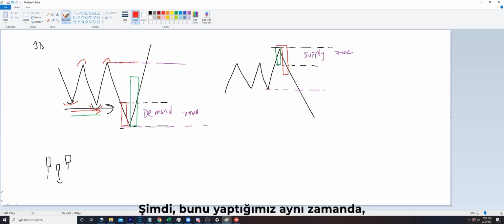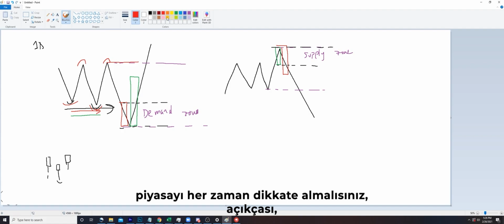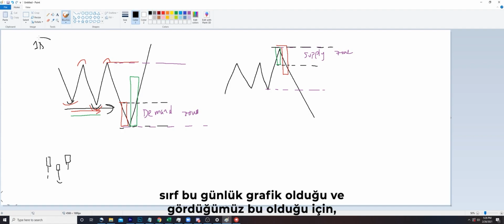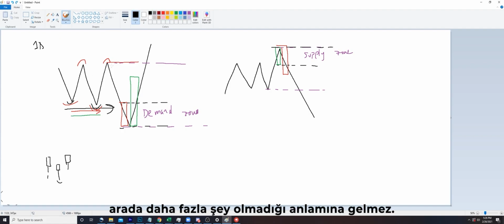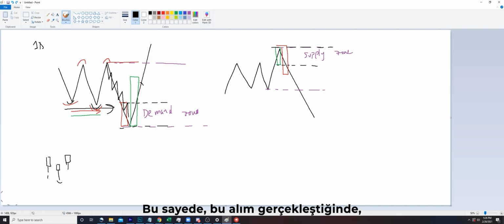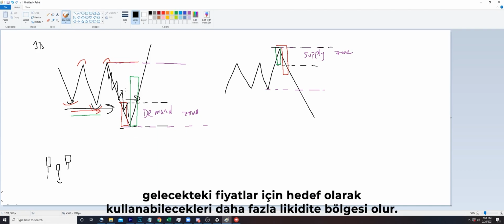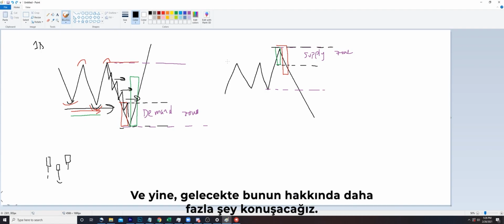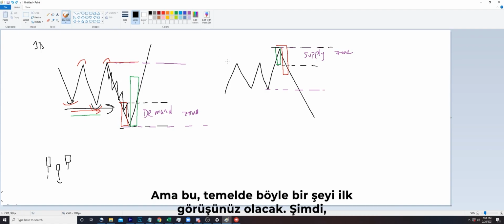Now, at the same time that we're doing this, you always have to consider the market fractally. Just because this is a daily chart and this is what we see, it doesn't mean that there weren't even more things in between. So in this price action, there could have been even more liquidity zones that were taken out along the way. That way, when this buy happens, there's even more liquidity zones that they can use to target for future prices. And again, we're going to cover more of this in the future, but this is the first time you basically see something like this.